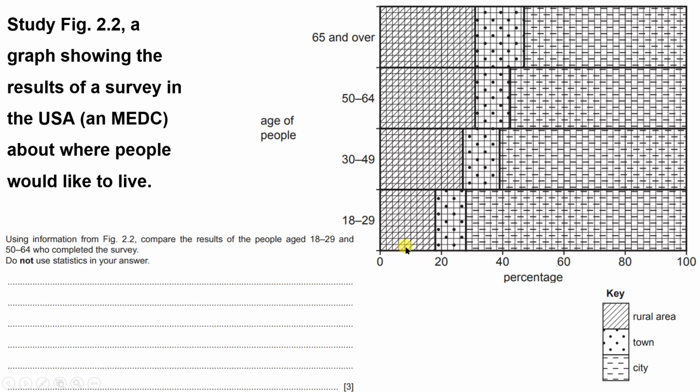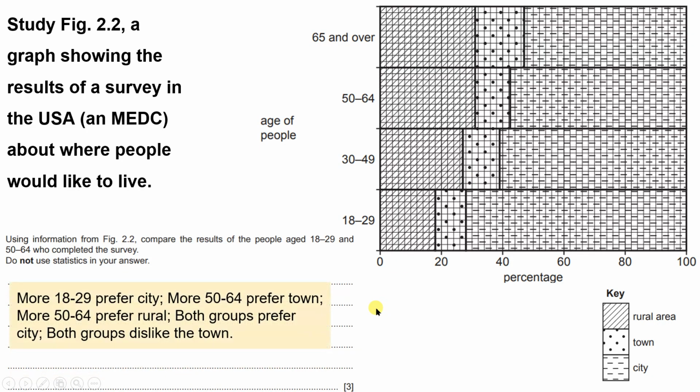Don't give values. Now, if you look at this, you find out that people age 18 to 29 have a higher percentage of them that live in the city. So they prefer living in the city. And people age 50 to 64, you have more of them prefer to live in the rural area than people age 18 to 29. Then you find out that both of them don't like living in town because it's quite less for the two.